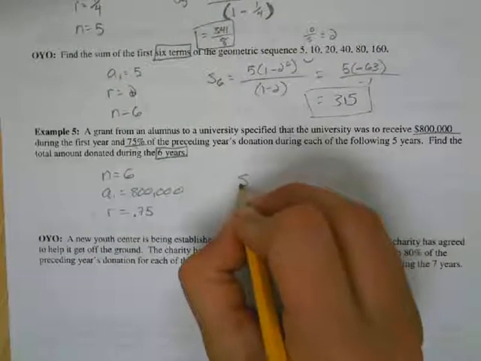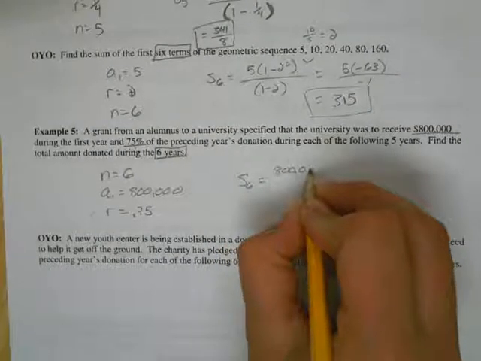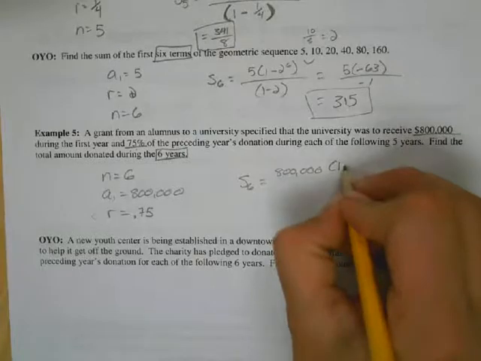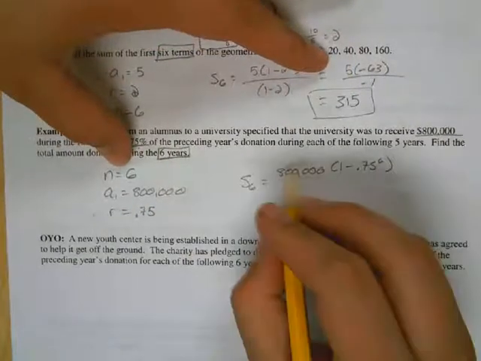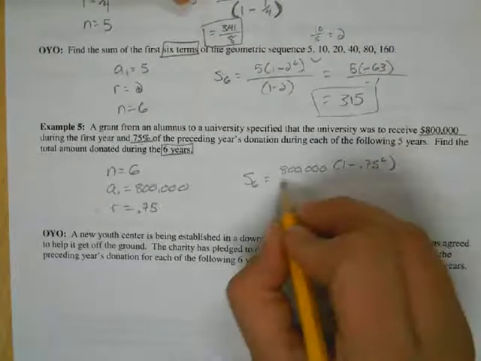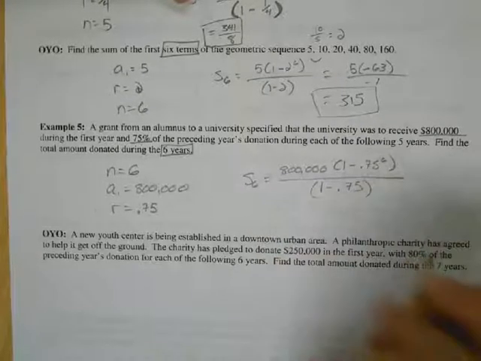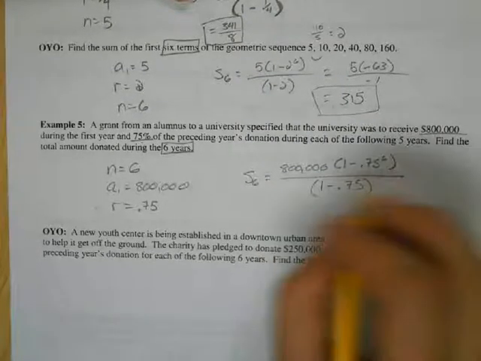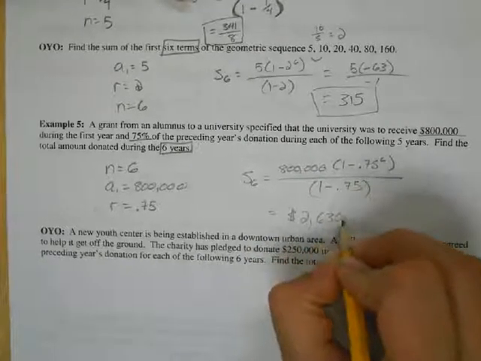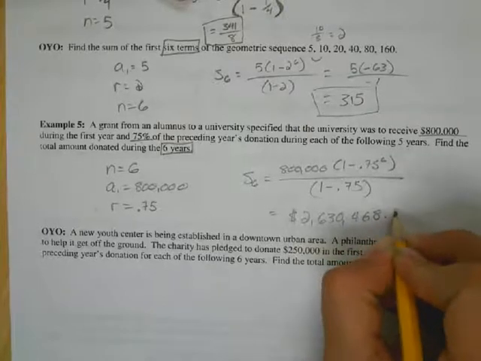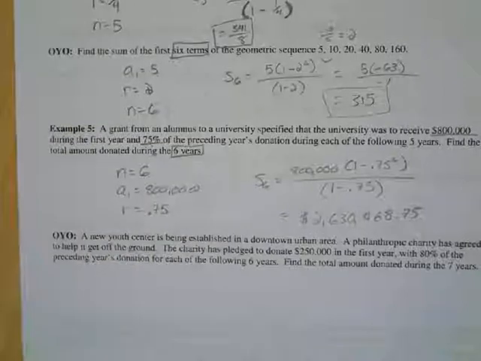So the sum of the first 6 years will be 800,000 times 1 minus r, which is 0.75, raised to the 6th power, because that's my n in the formula, all over 1 minus 0.75. Again, you must have parentheses on the bottom or this will not work properly. And you should get 2,630,468 and 75 cents. Don't forget my 75 cents. That could be an extra test tube or something like that.